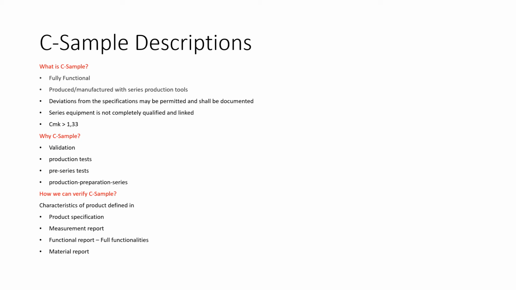And why the C sample? C sample is for validation purpose. It supports production tests and pre-series tests. It supports PPF also, production preparation series form. And how can you verify it? You can verify the C sample in the same way as the A sample and B sample. The characteristics of the product are defined in the product specification. You can verify as per product specification, your measurement report, your material compliance report, and the functional report. In the functional report, you can verify the complete functionalities of this particular product.